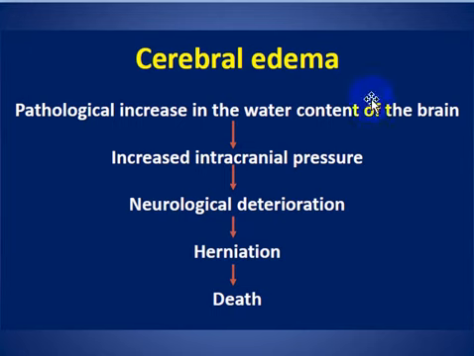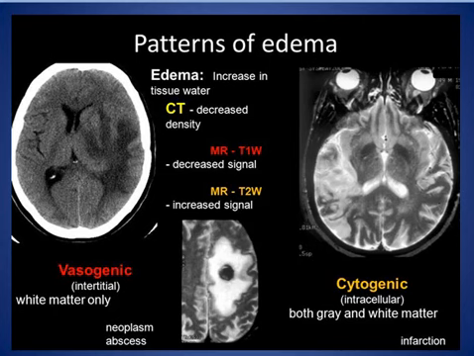In general, cerebral edema is a pathologic increase in the water content of the brain and increase in the intracranial pressure, leading to neurologic deterioration, herniation, and death, as we said in the introduction. In summary, we have cytotoxic edema and vasogenic edema. Cytotoxic edema involves the gray and white matter junction. The blood-brain barrier is intact. The best example is infarction.